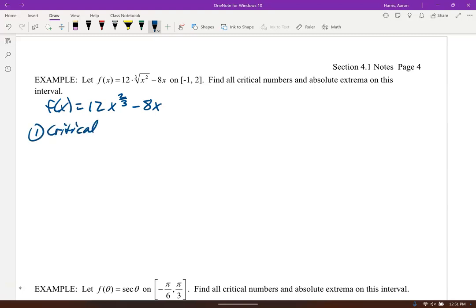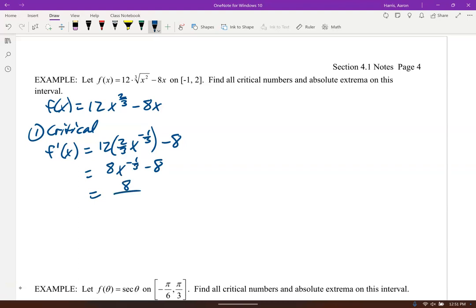So where's the derivative equal to 0, and where's the derivative undefined? And then make sure they're defined in the original function at those values. So we have 12 times 2/3 x to the 2/3 minus 1, so x to the -1/3, minus 8. That's 24 over 3, so 8x to the -1/3 minus 8. In other words, 8 over the third root of x minus 8. There's our derivative, right?